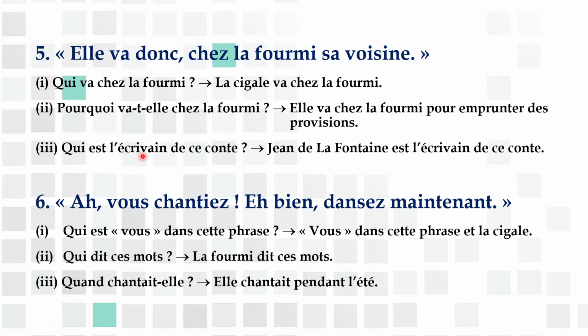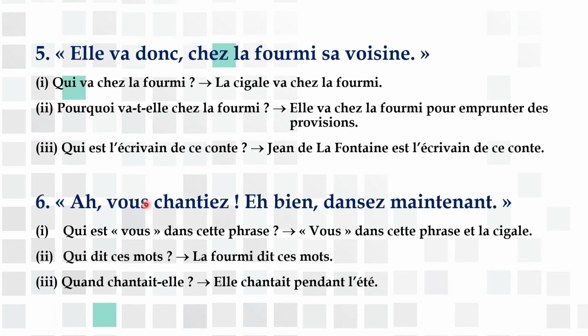Then, qui est l'écrivain de ce conte? An écrivain is the writer, the author. So who has written this? Conte is a fable. So who has written this fable? It was Jean de La Fontaine, l'écrivain de ce conte. This can also be asked as: qui a écrit ce conte? Qui est l'auteur de ce conte? Qui est l'auteur de cette histoire? This can be asked in many ways. So make sure you're prepared with the name of the author, especially of this lesson, about the ant and the cricket.